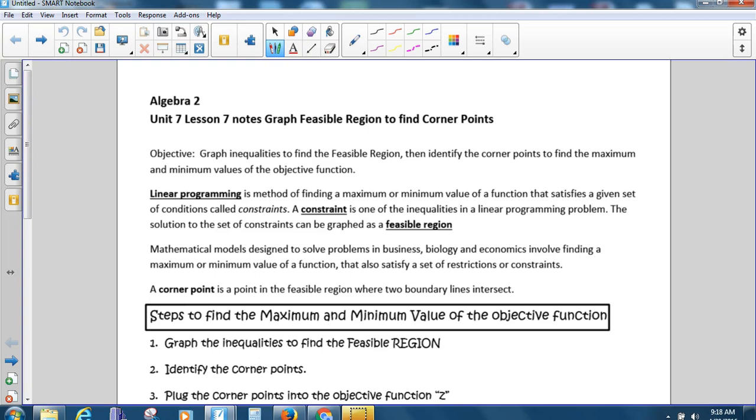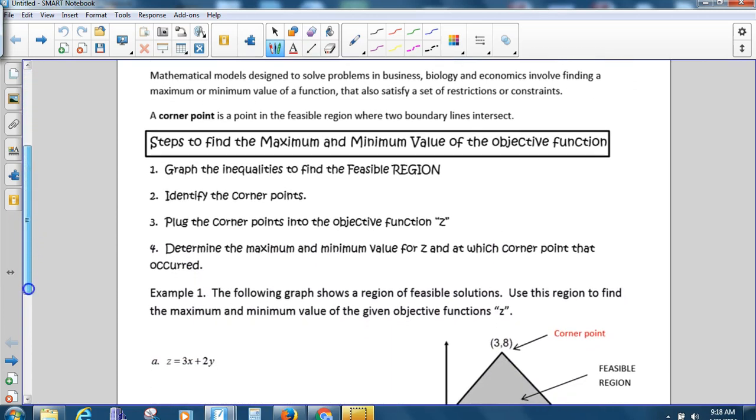So it's used in business, biology, economics to find the maximum or minimum value of a function that also satisfies a set of restrictions or constraints. So it's got to be within the region in this area, but also maximize or minimize. A corner point is a point in the feasible region where two lines intersect.